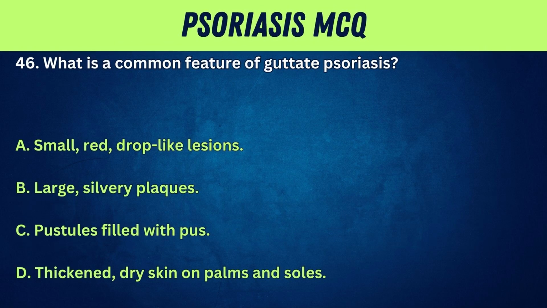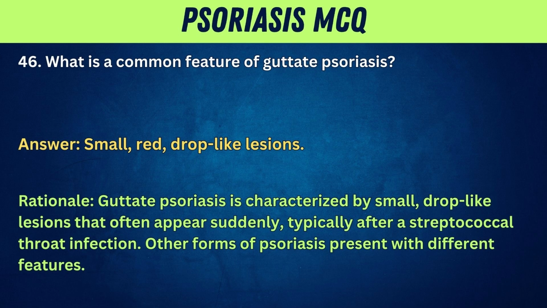46. What is a common feature of guttate psoriasis? A. Small, red, drop-like lesions. B. Large, silvery plaques. C. Pustules filled with pus. D. Thickened, dry skin on palms and soles. Answer: small, red, drop-like lesions. Rationale: guttate psoriasis is characterized by small, drop-like lesions that often appear suddenly, typically after a streptococcal throat infection. Other forms of psoriasis present with different features.